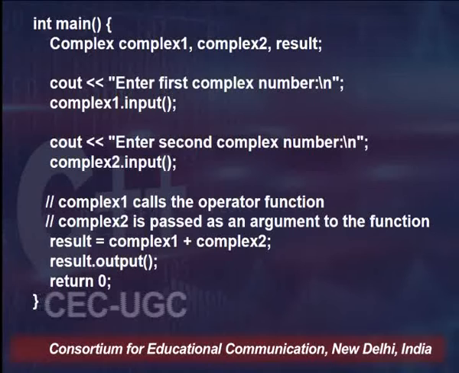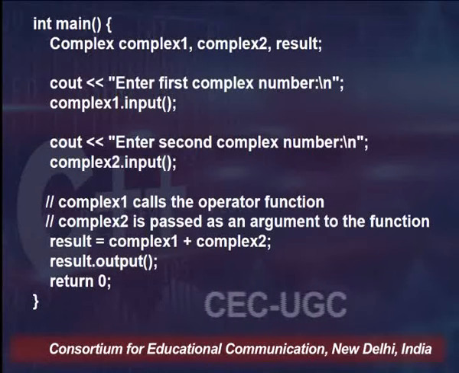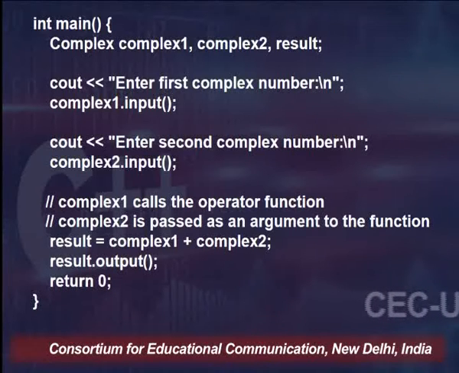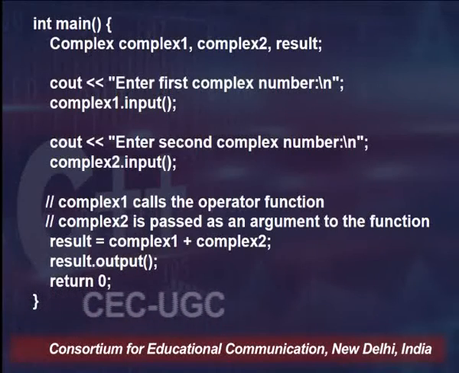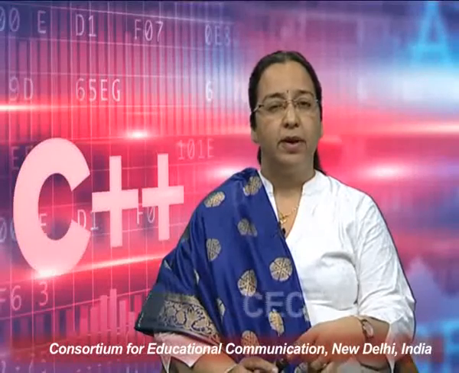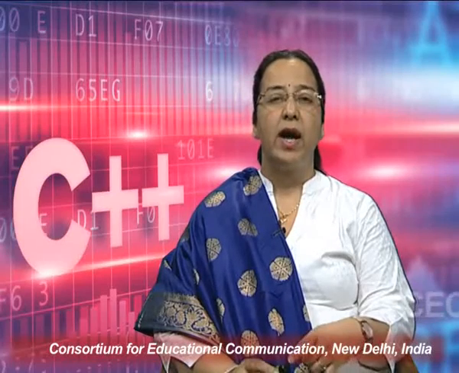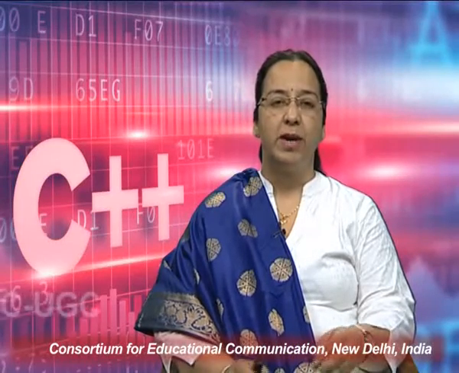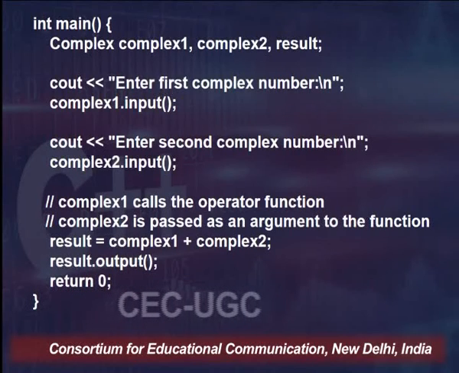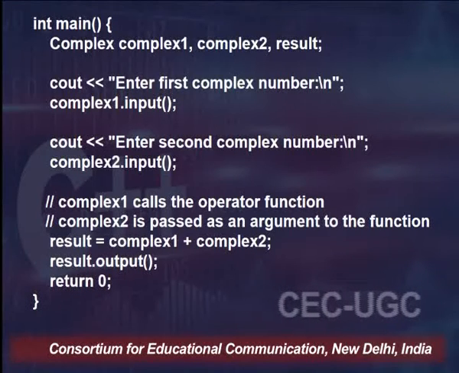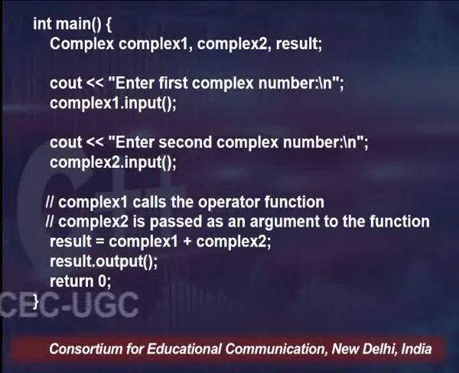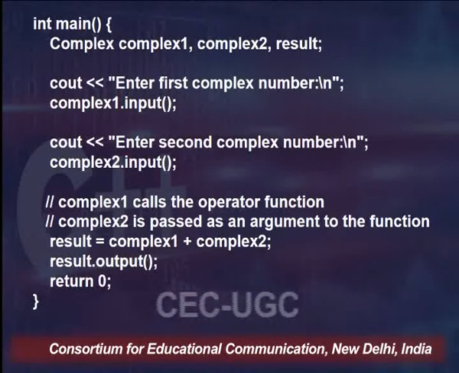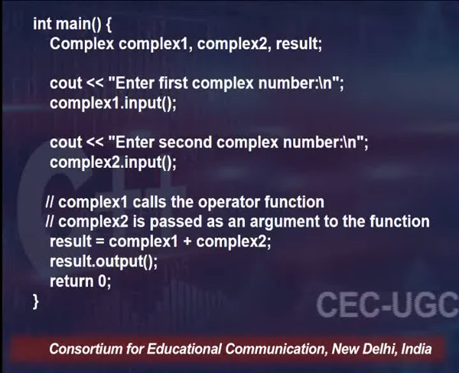So, the real part of complex 1 and the real part of complex 2 will be added and assigned to the real part of the result. Similarly, the imaginary part of complex 1 and the imaginary part of complex 2 will be added together and assigned to the imaginary part of the temp object, which is ultimately assigned to this result. And finally, result dot output is shown, and then we have a return 0 because main is an integer returning function.